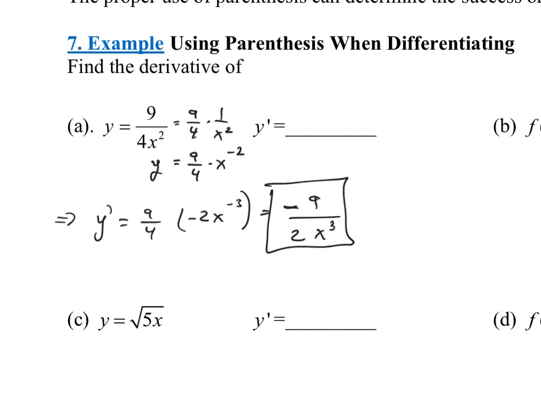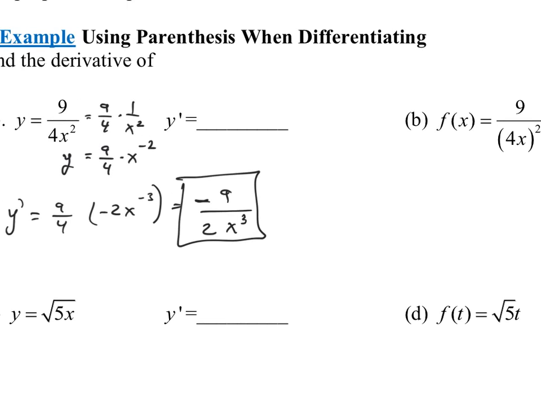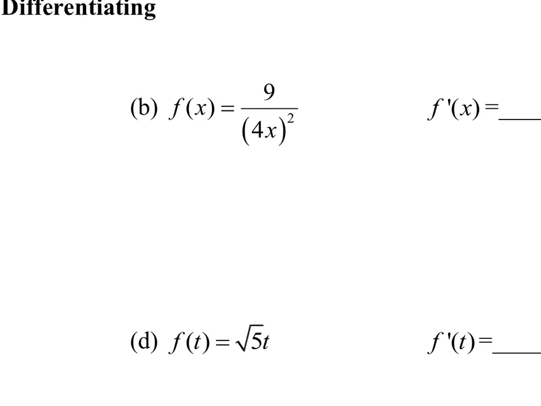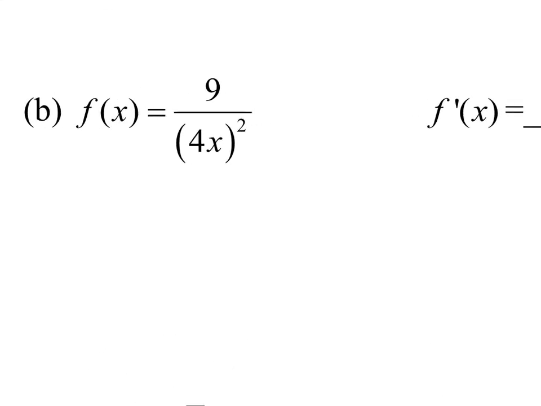So be careful with what you bring down and when you bring it down, what you bring up and when you bring it up. Look at the difference here. What about 9 over 4x quantity squared? Looks like the same problem, right? The only difference between part A and part B is the parentheses that's there. Let's take a look at this. What is 9 over 4x squared? Well, only because it's multiplication are we allowed to distribute that power to both of those terms.